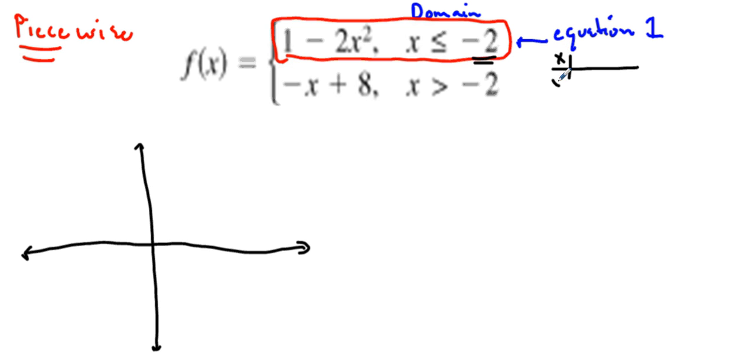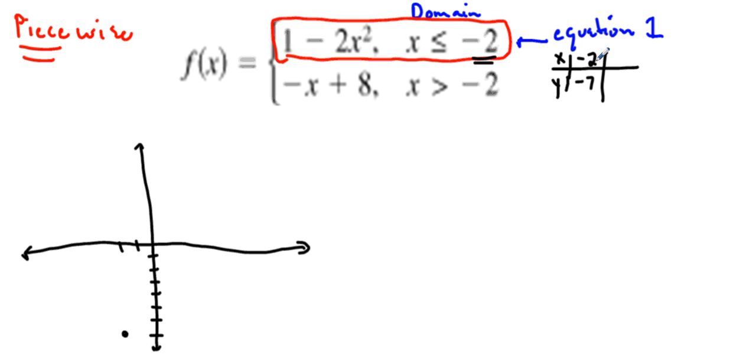We're going to plug in first off -2. And -2 is a closed circle. It's closed because it's going to be equal to. So I'm going to plug in -2 in here. We'll have 1 minus 2 times -2 squared, which is 4, times 2 is 8. So 1 minus 8 is -7. So that's our first point. We can go over here at -2, and we're going down to -7: 1, 2, 3, 4, 5, 6, 7. And it's going to be a closed circle right there.